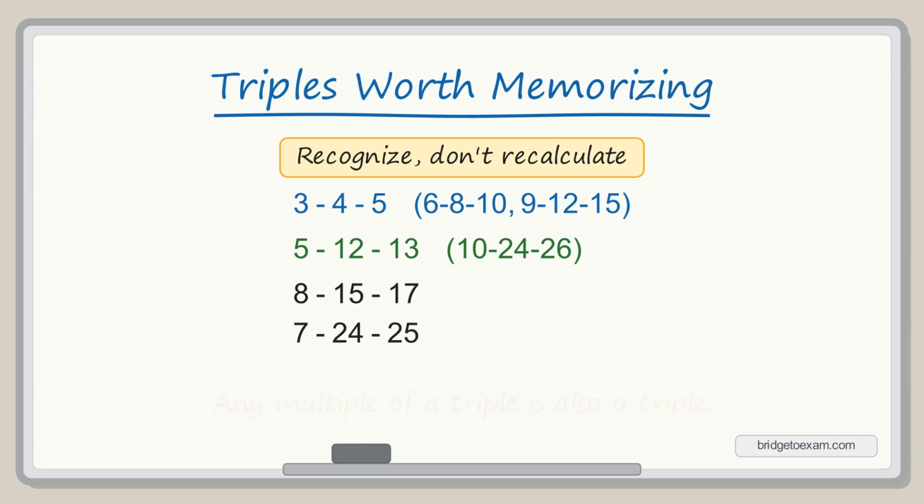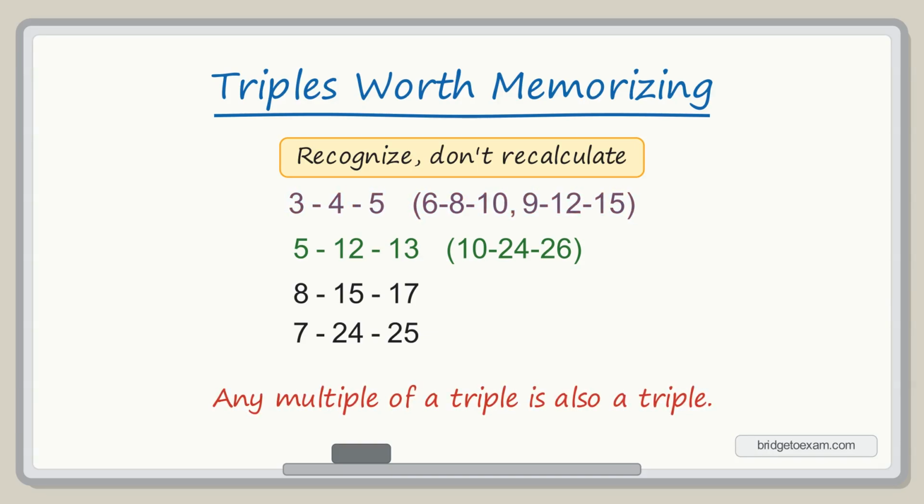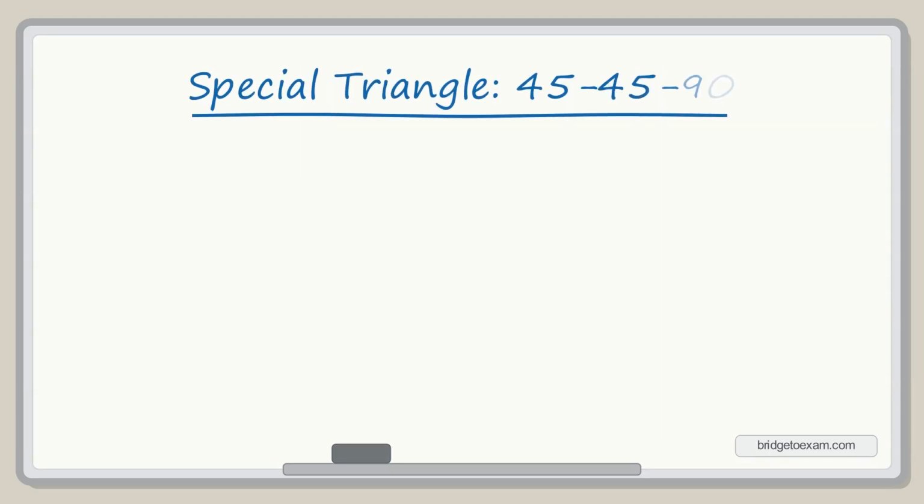And remember, any multiple counts too. So the moment you see legs of 9 and 12, you can write 15, because that is just 3, 4, 5 scaled by 3. Now, two special triangles that are printed on your reference sheet, so you never need the theorem for them. First, the 45, 45, 90.